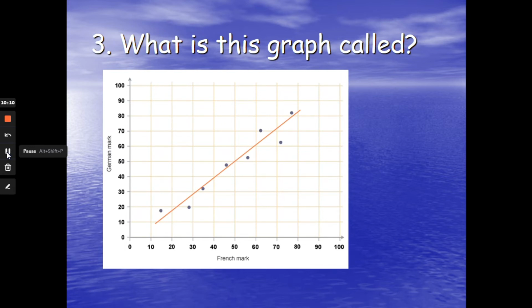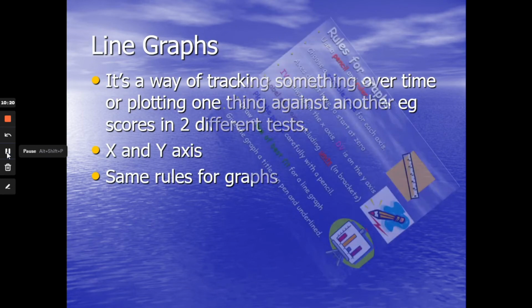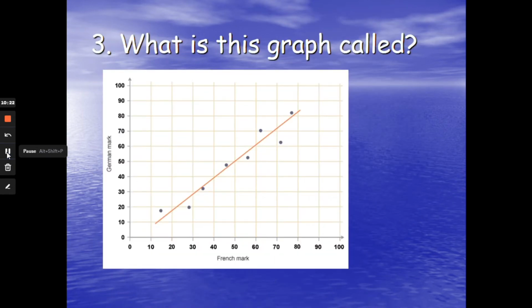If we go back to the example, you can see that you can plot two things against each other, e.g. scores in two different tests. And if you have a look at the information on that screen, you can see that it is two different tests, a German mark and a French mark. That red line goes on between the points, and that's called the line of best fit. So we haven't got to join the points up, you just have an equal number of points on each side, the best you can.